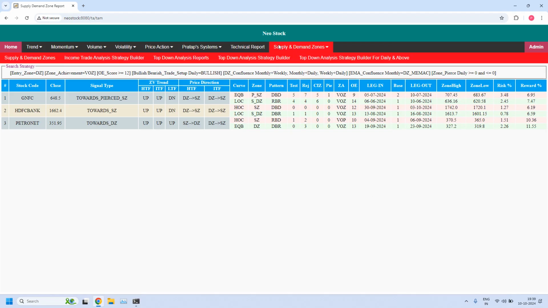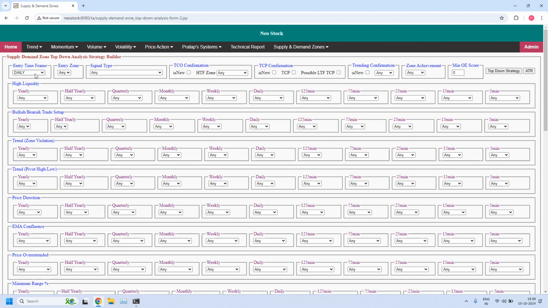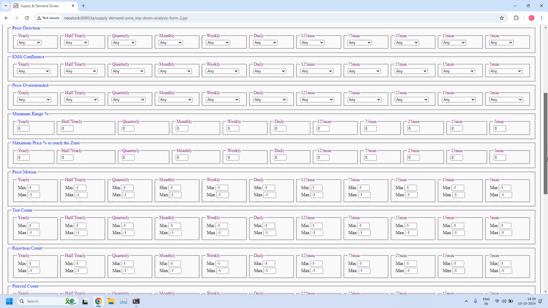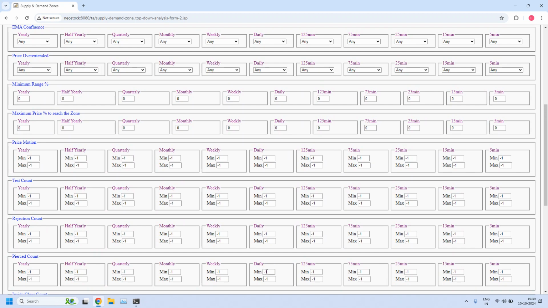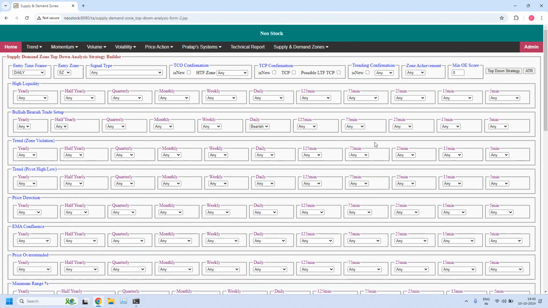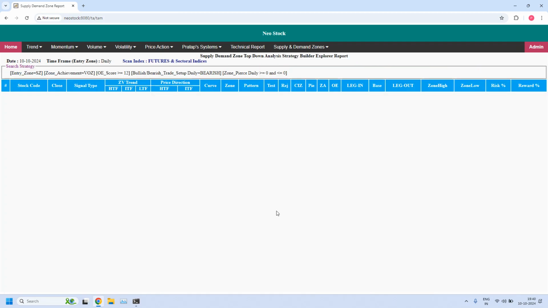Okay, next let us look for bearish trade setup for monthly income trade, entry time frame daily, entry zone supply zone. In bullish or bearish trade setup at daily, I am selecting bearish. Pierced count, daily time frame, minimum value I am setting 0, maximum value 0. That means the zone is not pierced. Zone achievement VOZ, minimum order enhancer score 12. All the 3 filters are applied to daily supply zone. Currently no bearish trade setup stocks are available for monthly income trade.